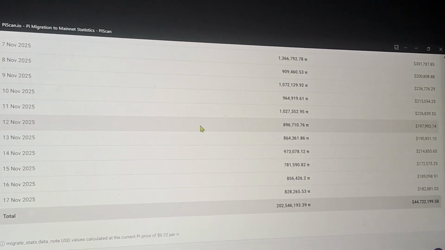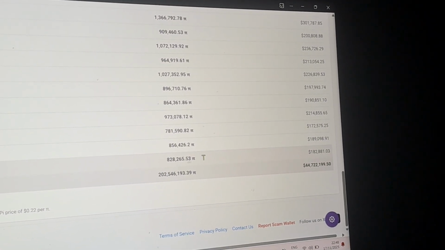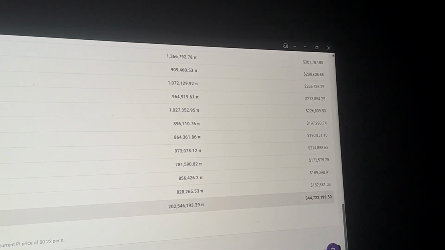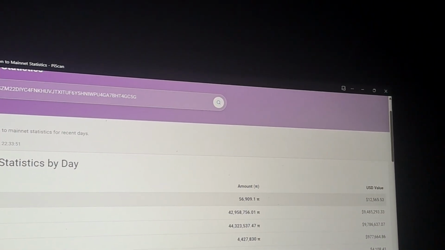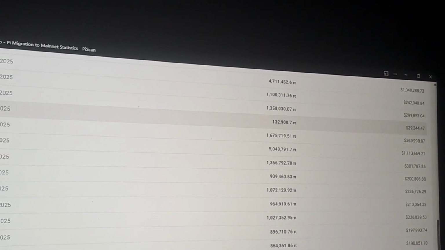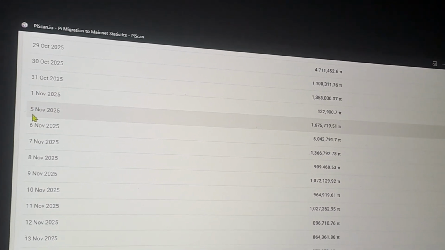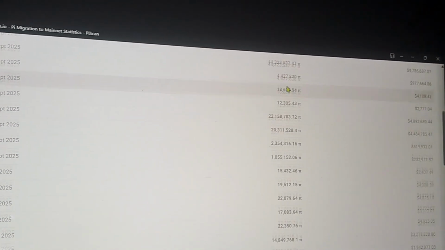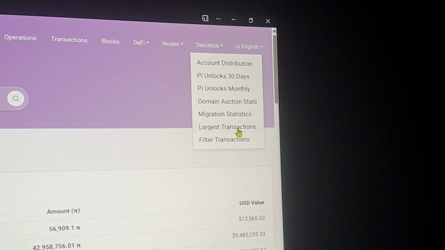So today we are here, 17th of November, and this is the amount of Pi that have migrated so far, and that is the value. So tomorrow it will also list down here that way. So this one is a track from 16th of September till where we are. Remember, sometimes migration stops, as you can see, like here after 1st of November no migrations happened until 5th of November. Very good.